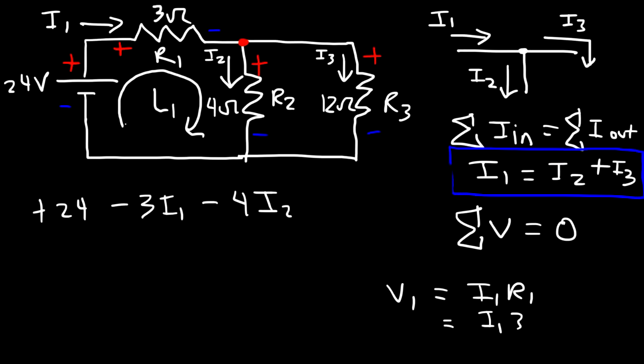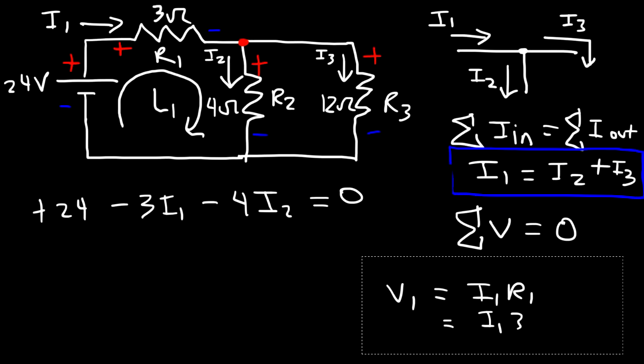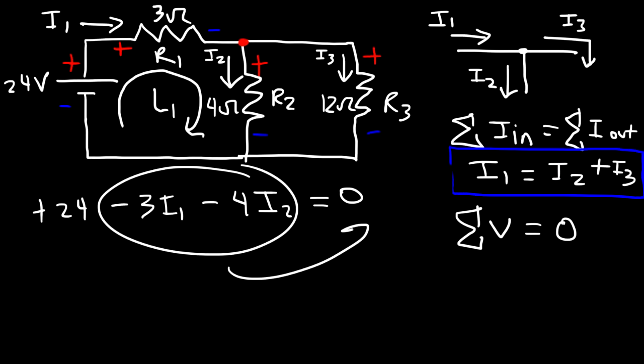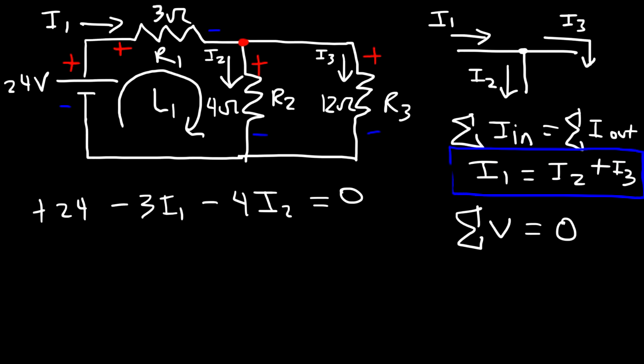And so now we've completed loop 1. So we're going to set this equal to 0. Now what I'm going to do is take these two terms and move them to this side. So we have the equation 24 is equal to 3I1 plus 4I2.